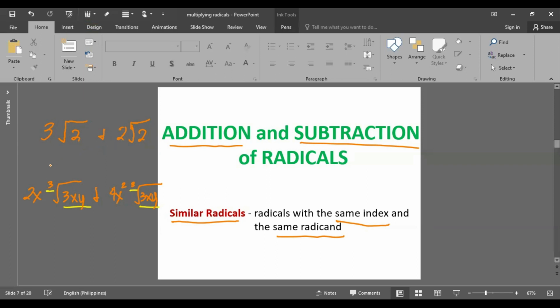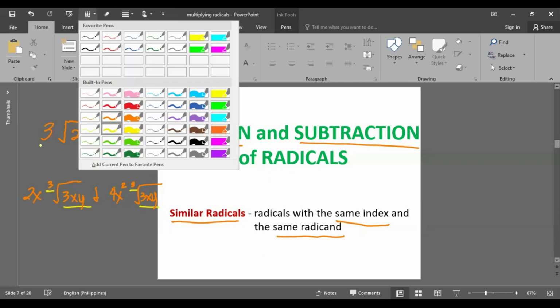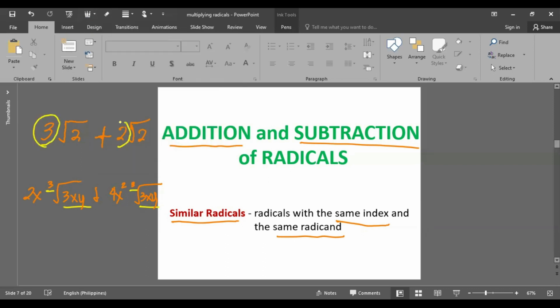In adding and subtracting radicals, of course, we consider the given operation. Let's say the operation here is addition. So we simply add the expressions given before the radical sign. So 3 plus 2 is 5. Then we simply copy the index and the radicand. So we have 5 the square root of 2. As simple as that.